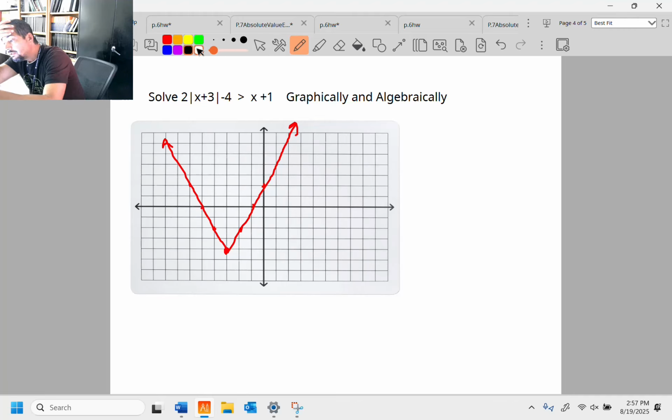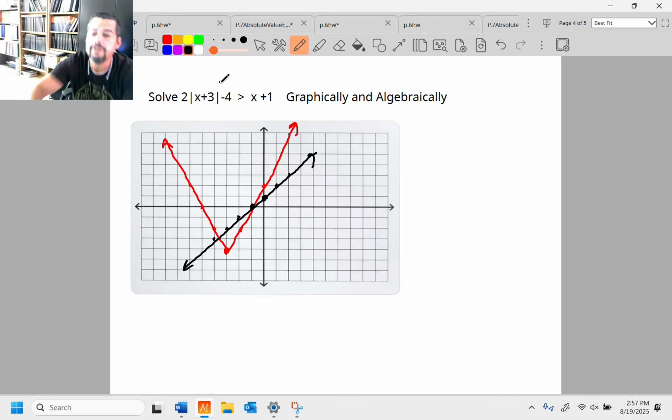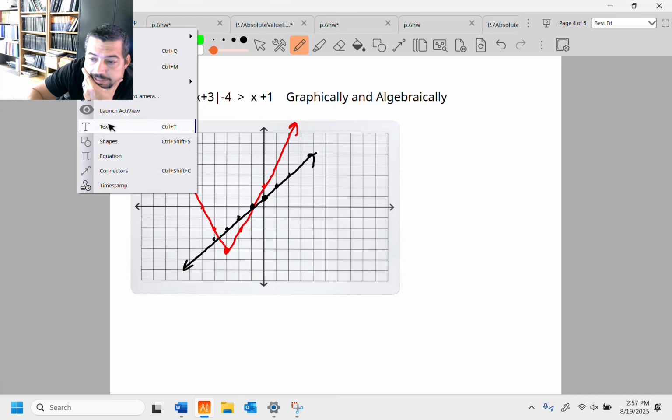X plus 1 is going to cross the y-axis at 1, and then it's going to rise 1 and run 1, or vice versa. It's going to fall 1 and run back 1. Now, what is the question asking? It's asking, where is the v above the line? Hopefully you see that. That's the question. Where is the v, because absolute value, above the line?